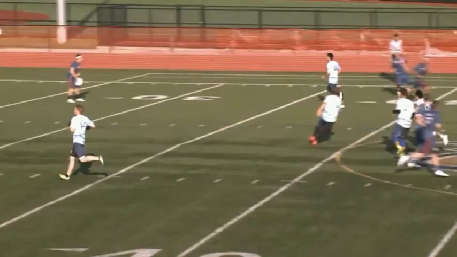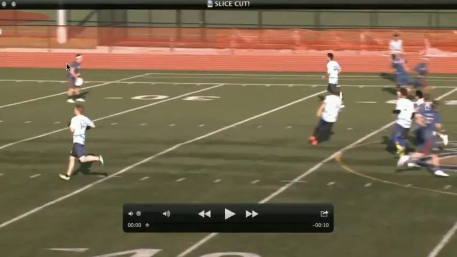Okay, we're going to continue with talking about how to isolate cutters in space as one of our offensive principles and what we can do behind the disc in order to ensure that we're isolating space. So the disc is here, and we're going to see it swing to the middle of the field.